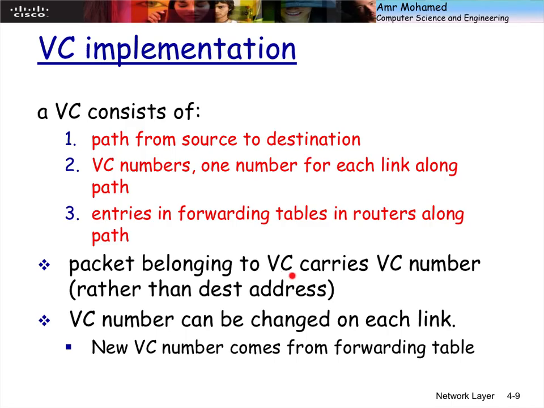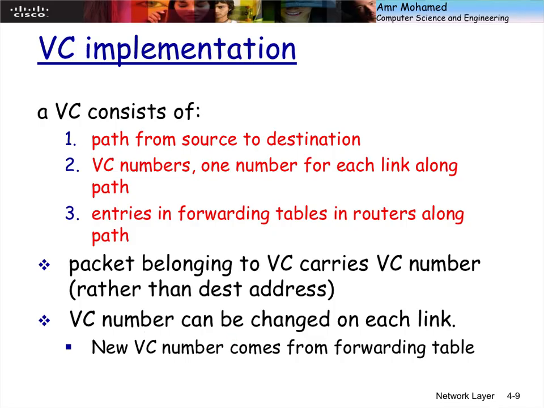Packets belonging to the virtual circuit carry this virtual circuit number. So the incoming packets would not have the IP in that case. They should have a virtual circuit number. And the virtual circuit number here identifies the end-to-end path. Okay?